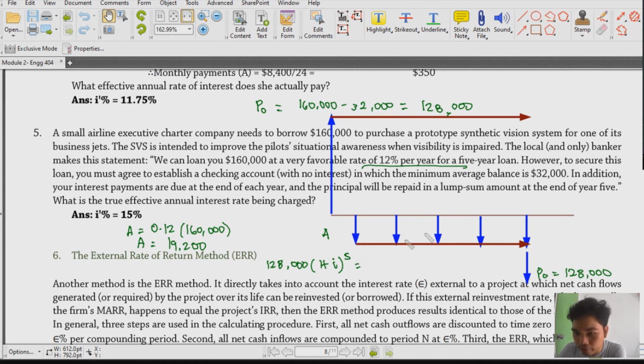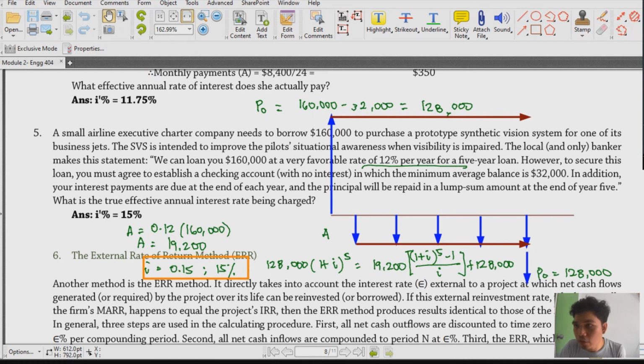So that is 5, and then we use this annuity, 19,200, using the future uniform series factor, so that's (1 plus i) raised to 5 minus 1, all over i, and then we add this 128,000 because it's already in the future. So from this, the value of i is equal to 0.15 or 15%. Okay? That's how simple the computation is.